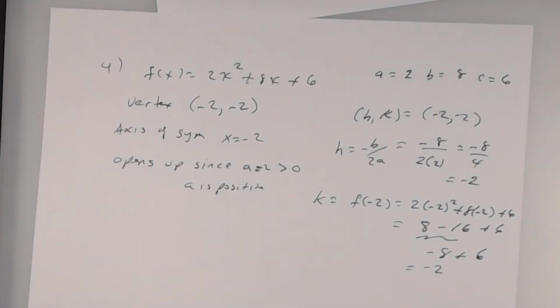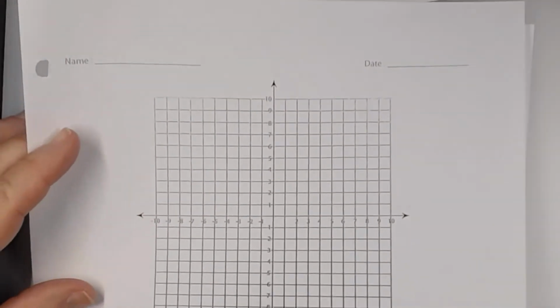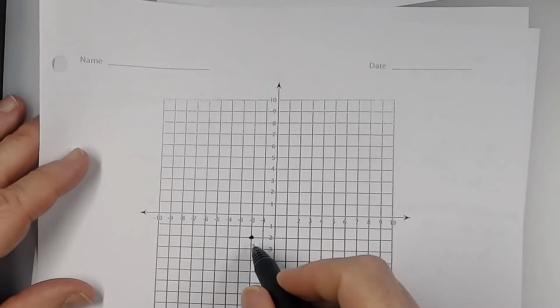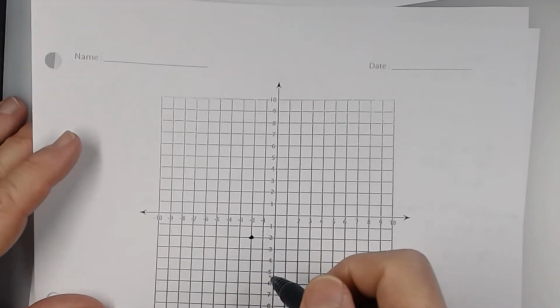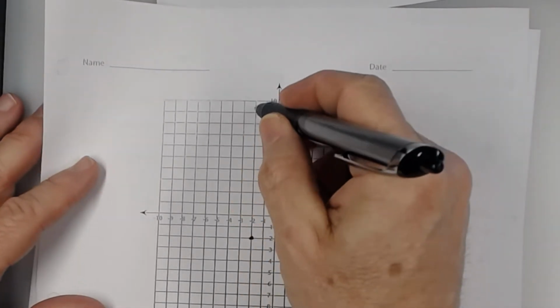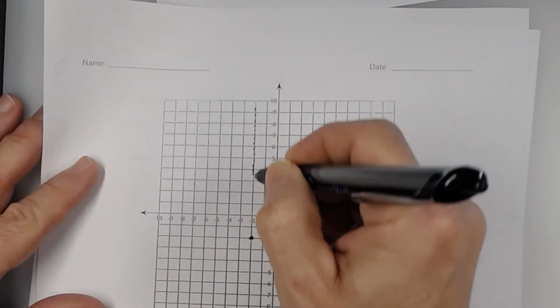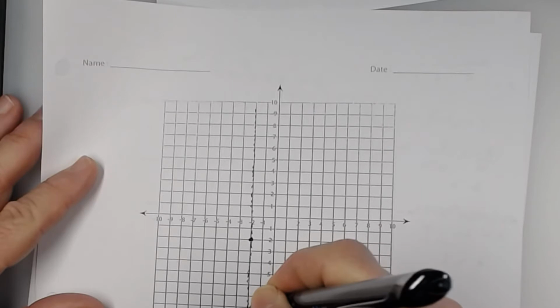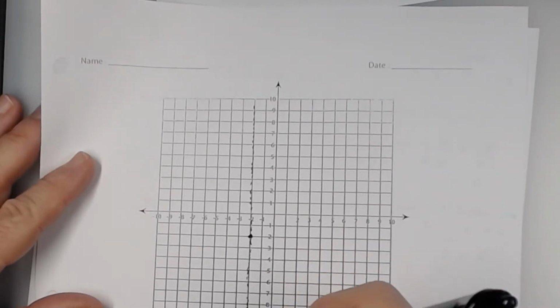All right, so I think we can use the small grid for that one. If you need some more grid paper, just go and get some more. So negative 2 is in the third quadrant. And you go ahead and draw your axis of symmetry using a dotted vertical line. You're going to use that to help you with symmetry.